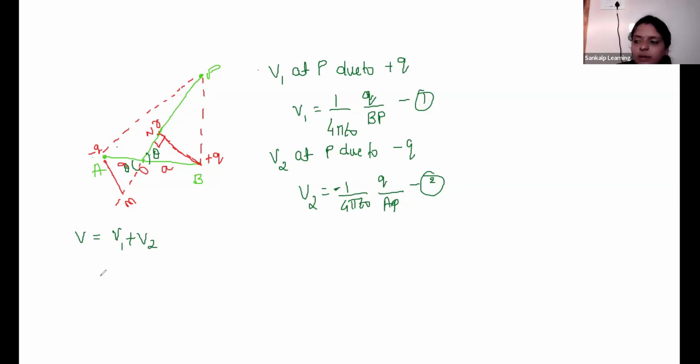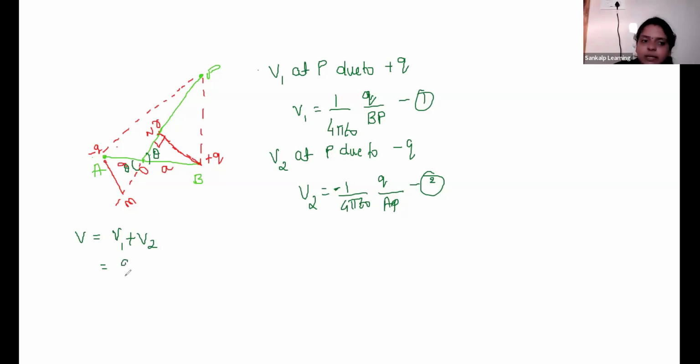Now let us substitute the values of V1 and V2. V1 is 1/4 pi epsilon naught Q by BP. V2 is minus 1/4 pi epsilon naught Q by AP. So the common terms, students, please take them out. We are taking the common terms outside.